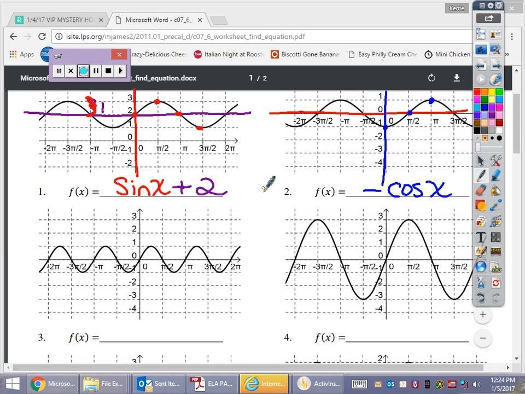Okay, when we're writing the equations from a trig graph, the first thing we need to do is find our zero line. And we do that by taking the max plus the min and dividing by 2, because it's the average of the max and the min. So 3 plus 1 is 4, divided by 2 is 2. I'm going to draw in my zero line. Okay? So that gives me a plus 2, because my zero line is where I shifted up or down.